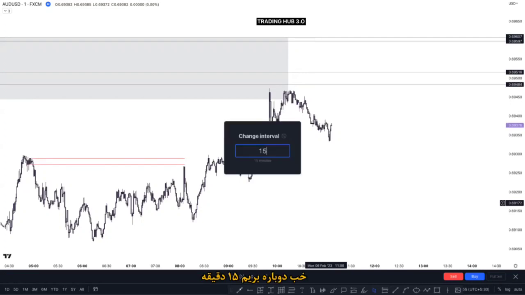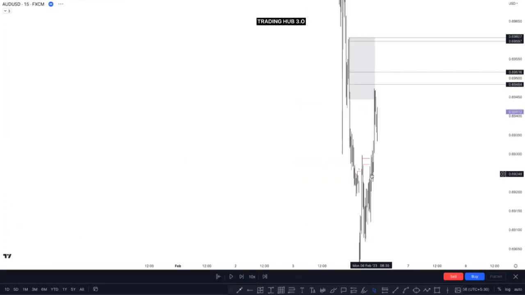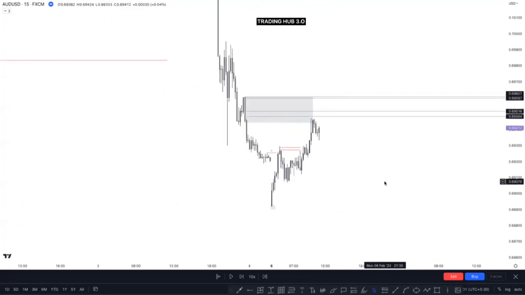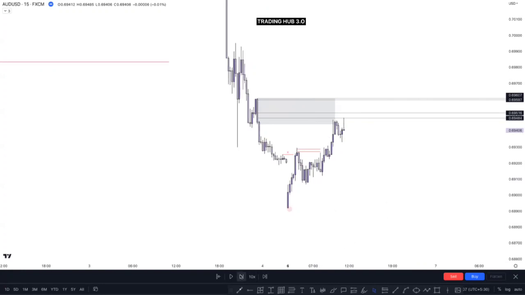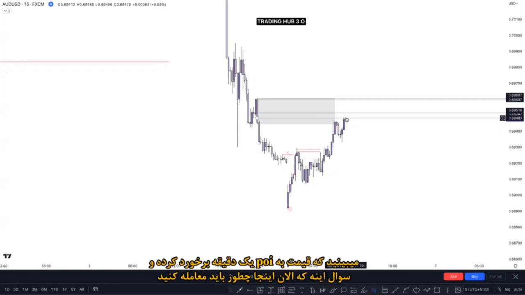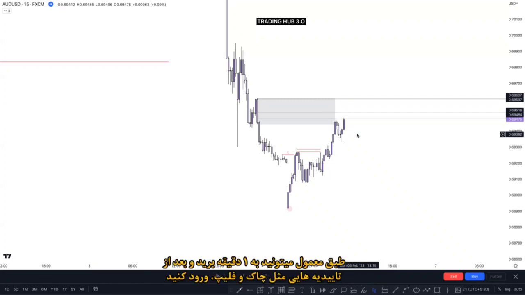Okay, switch again to the 15-minute time frame. Okay, right. So price tapped on your 1 minute unmitigated order block, which one is here, right? So how can you deal with this situation, right? You have to switch here to the 1 minute time frame, and when you switch to the 1 minute time frame, then you have to wait for the CHoCH and flip entry model, then you can simply sell here based on the structure formation.